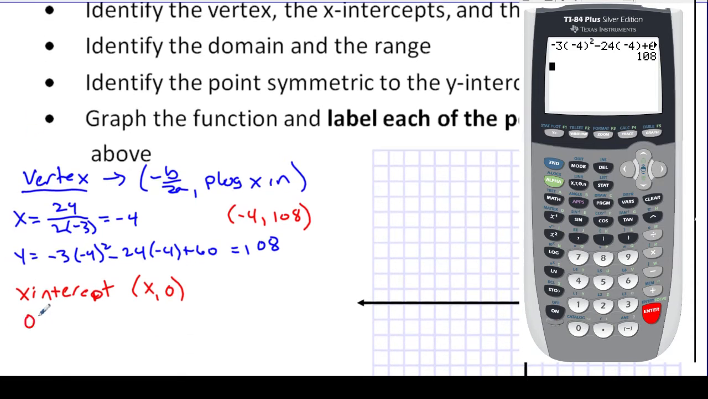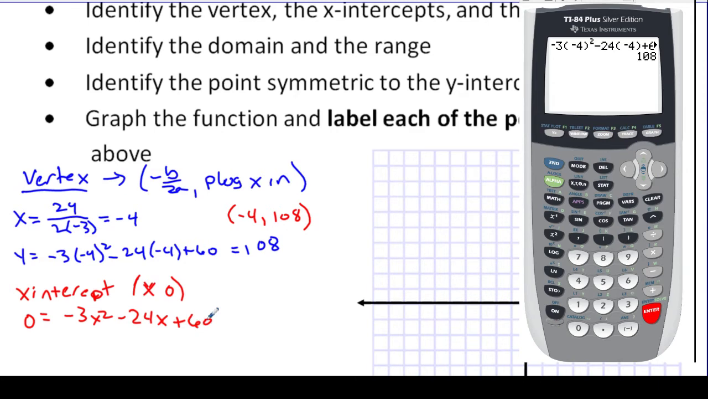So I'm going to say 0 equals negative 3 times x squared minus 24x. Let's try that again. This is my x comma 0. So it's negative 3x squared minus 24x. I'm having some problems writing this. Let's do it again. Minus 24x, there we go, plus 60. And so I have to solve this problem.